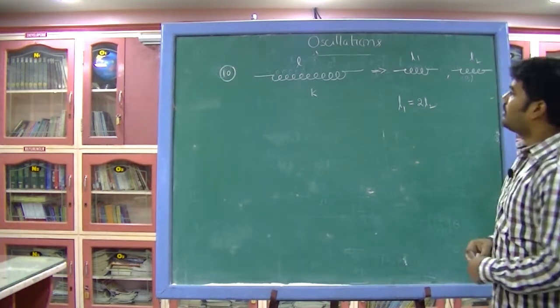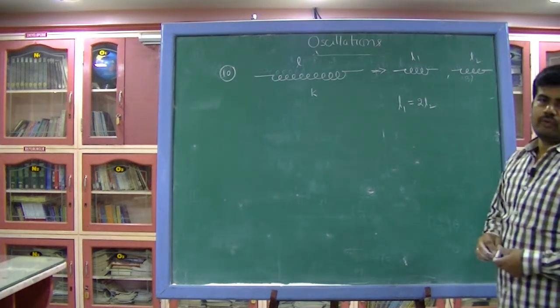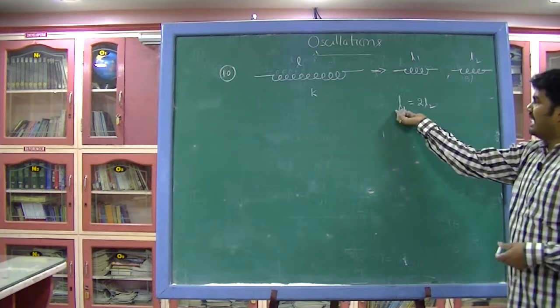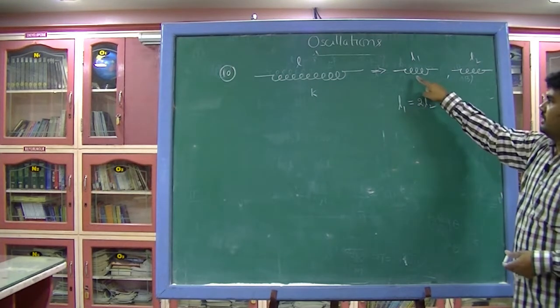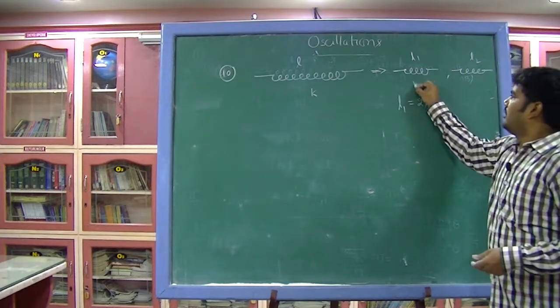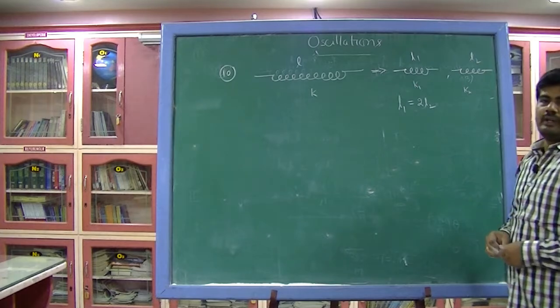Now, find out the spring constant of each part that is obtained. So, that is the question. This is the given condition, L1 equal to 2L2. By using this condition we have to find the spring constants of the first part and the second part which are obtained after cutting the spring.